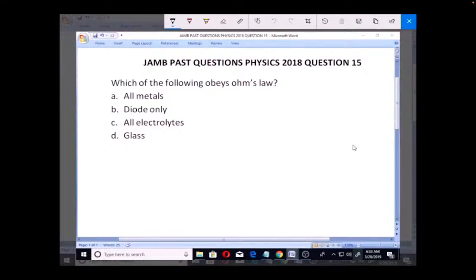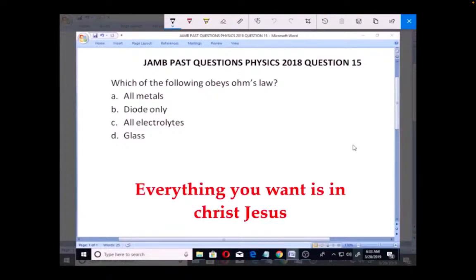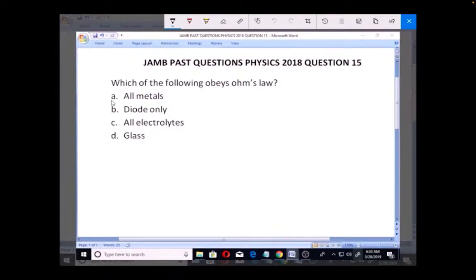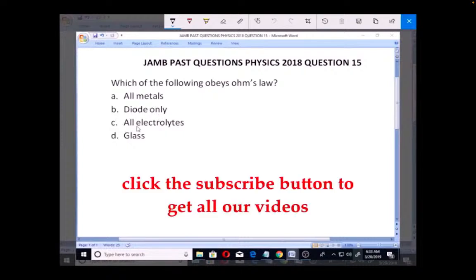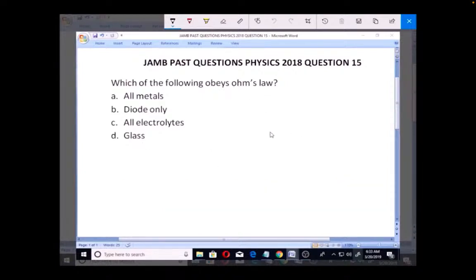Come, let's look at this JAMB past question physics 2018, question number 15. Which of the following obeys Ohm's law? Option number A, all metals. B, diode only. C, all electrolytes. D, glass. Now, we should always know that whenever you talk about Ohm's law, it has to do with metals.